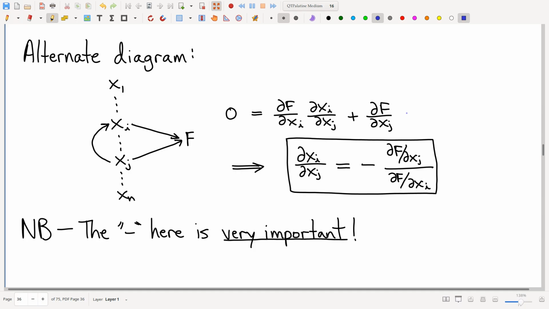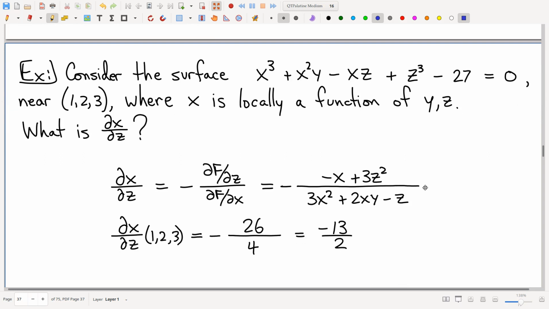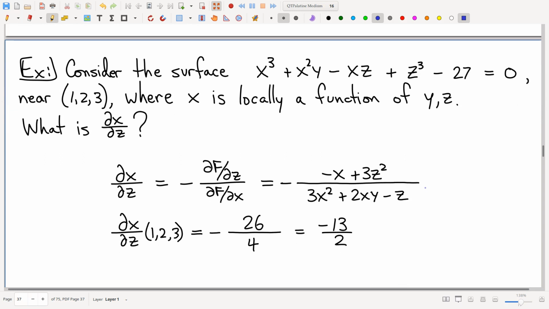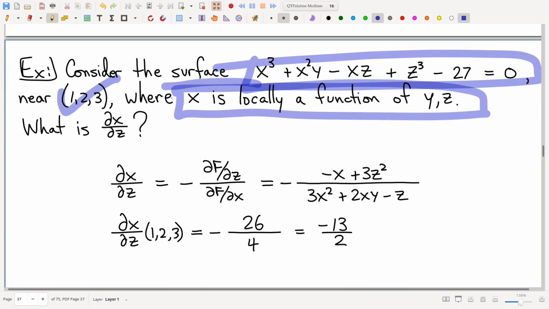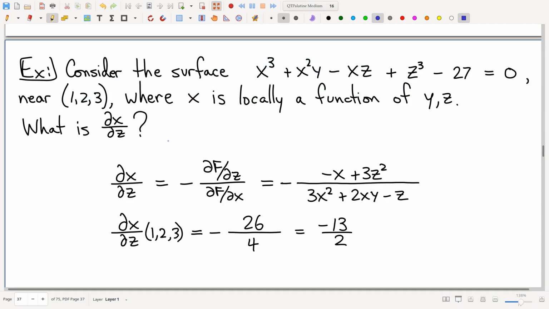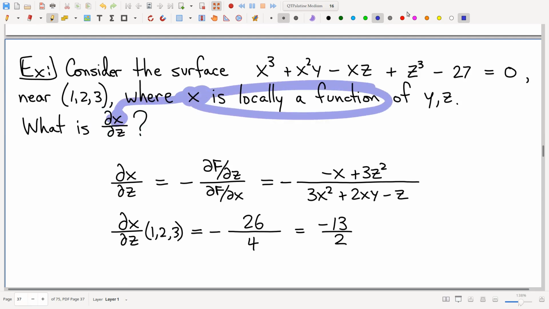I want to get one example under our belt first, though, with this equation, and so we're going to go back to the same example we were just looking at. Same surface, same equation, same point. We've already established that x is locally a function of y and z. We're just picking up where we left off with that previous example. Let's compute the partial of x with respect to z. Again, if x is locally a function, then I can talk about its partial with respect to one of the variables it's a function of.